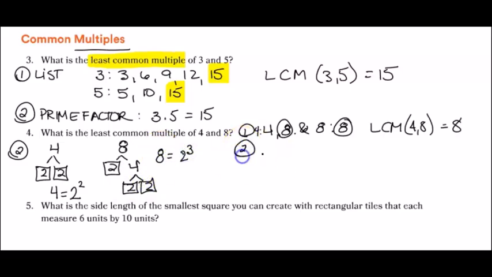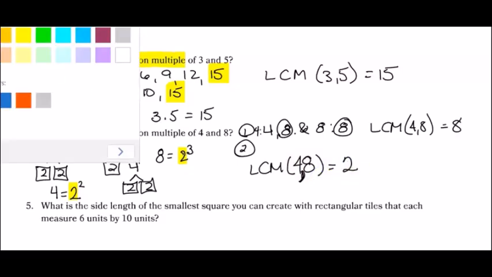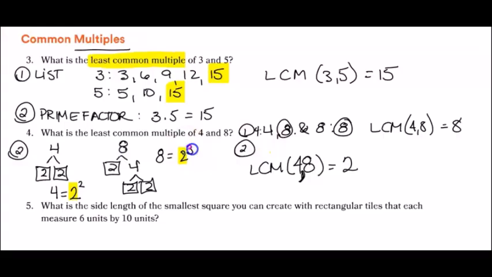So now to use the prime factorization method, you're going to take each of the bases, but in this example, they only have the base of 2, but they share it. So the least common multiple of 4 and 8 is the base of 2, but then take the highest exponent on that base. So 2 to the third, which is 8.